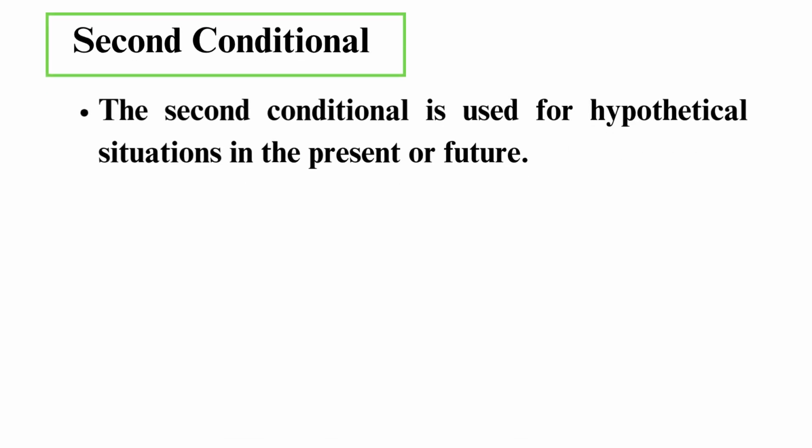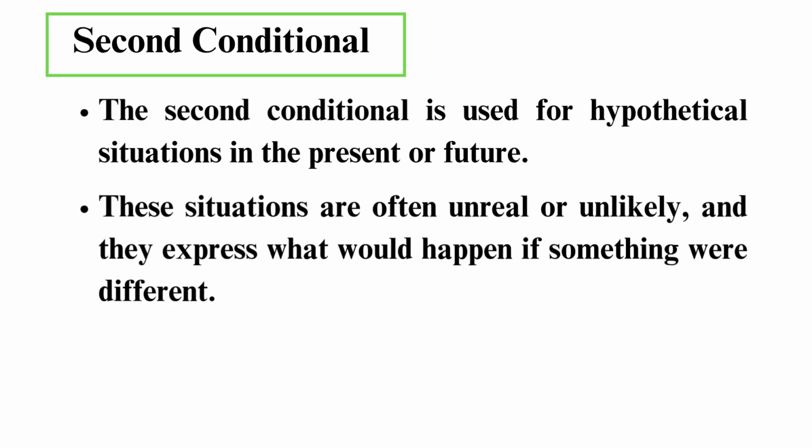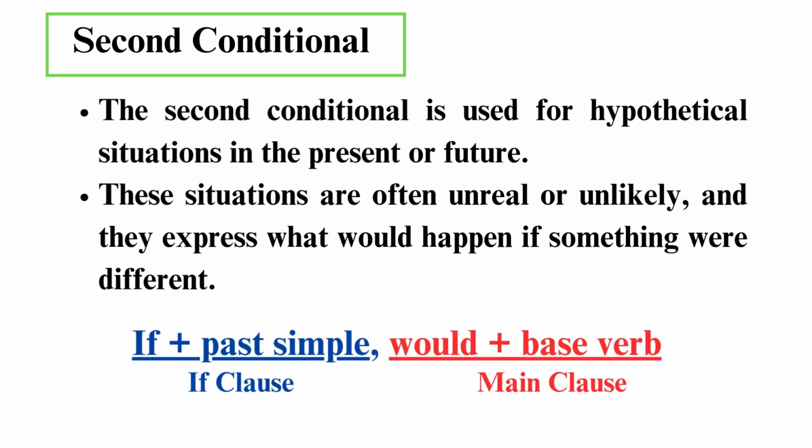Next we have second conditional. The second conditional is used for hypothetical situations in the present or future. These situations are often unreal or unlikely, and they express what would happen if something were different. In the second conditional sentence, we use if plus the past simple in the if clause and would plus the base form of verb in the main clause. Here are a few examples.